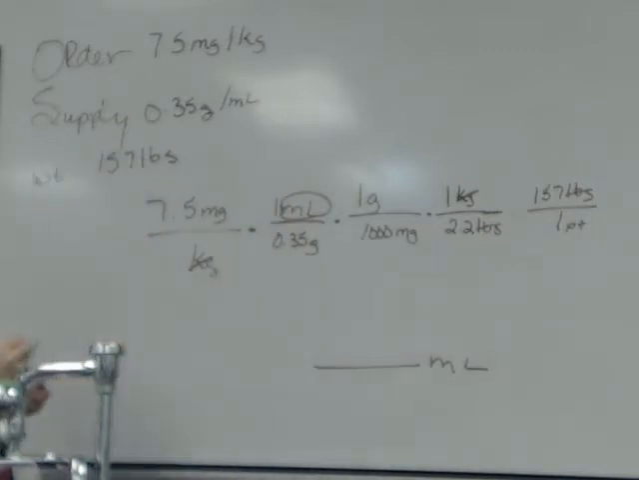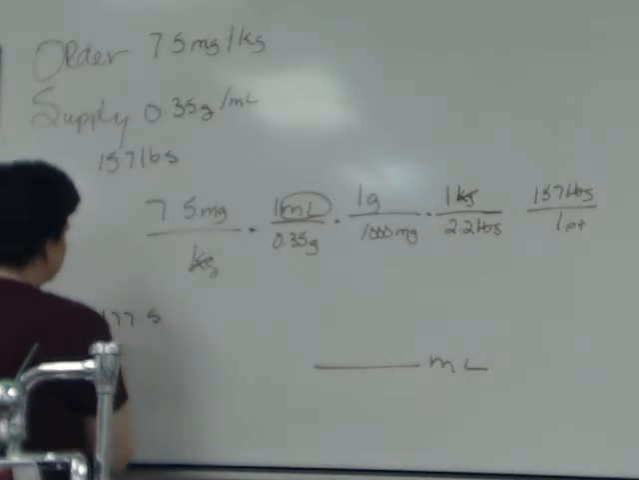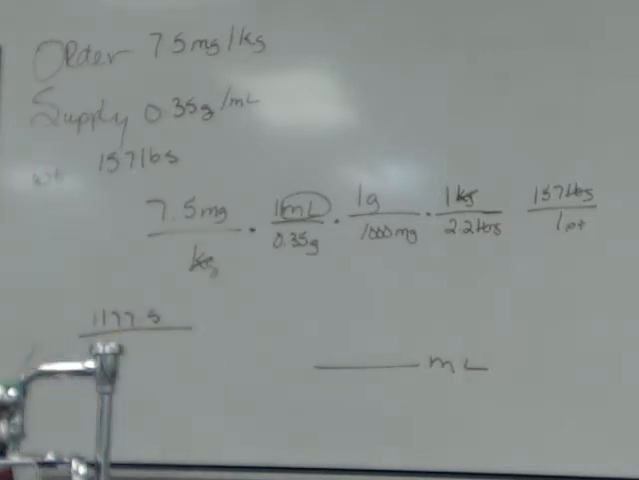Okay, now I'm going to do the math. So I multiply all the way across the top and I get 7.5 times 1 times 1 times 1 times 157 equals 1177.5. And then when we multiply the bottom, we have 0.35 times 1,000 times 2.2 times 1 equals 770.